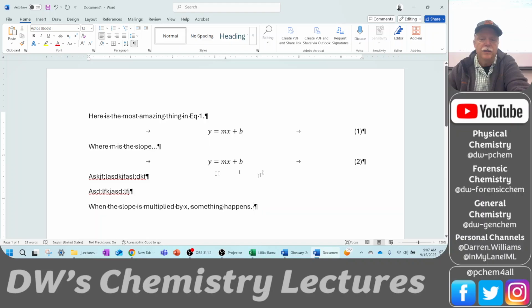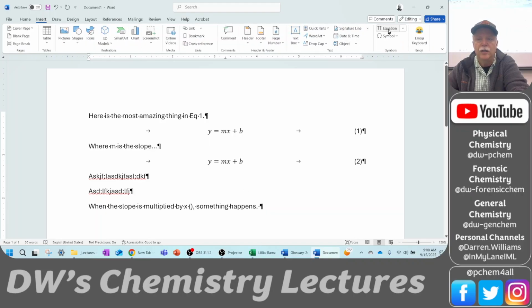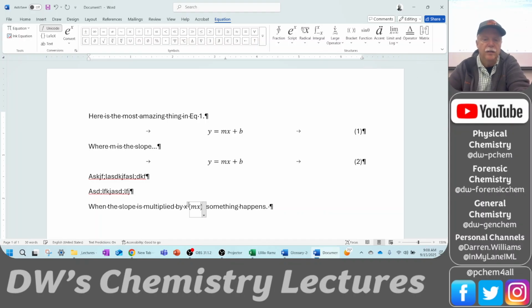Now I want to put mx in there, but I want it to be formatted like an equation just because it'll look nice, right? So you can go through here and I put parentheses in here, and inside the text you can insert an equation. So insert equation, okay, mx.